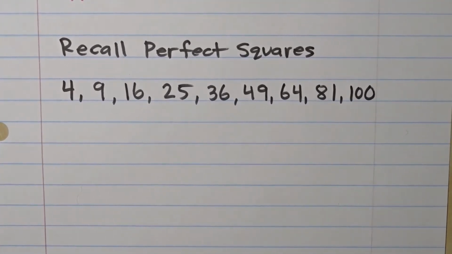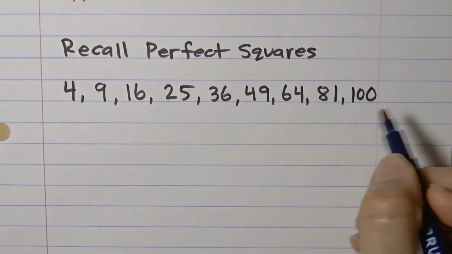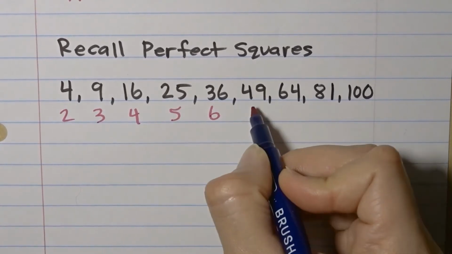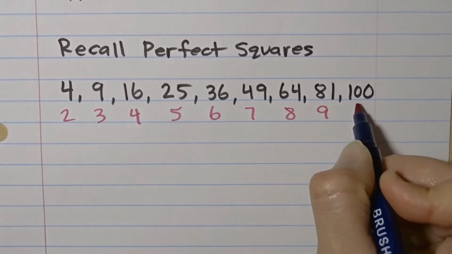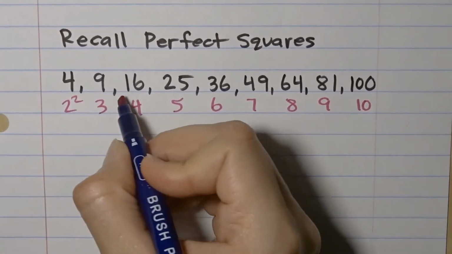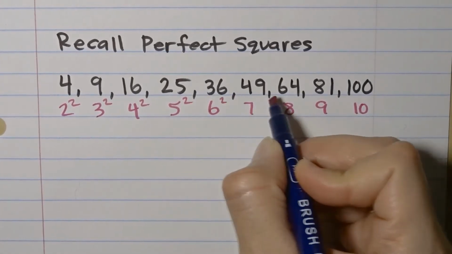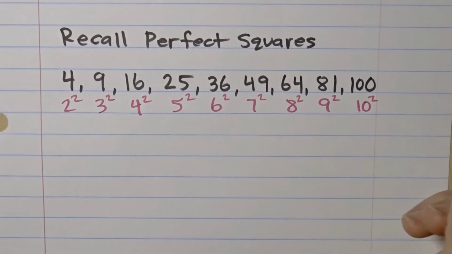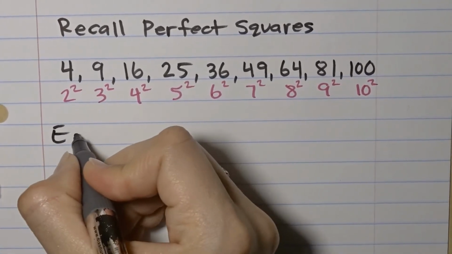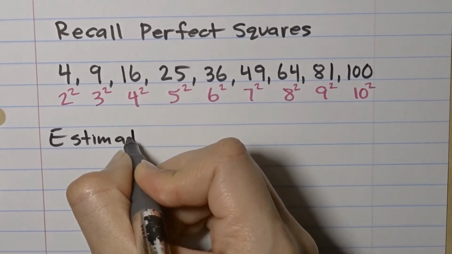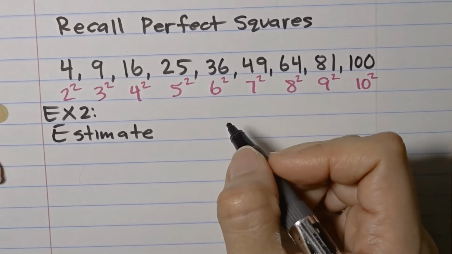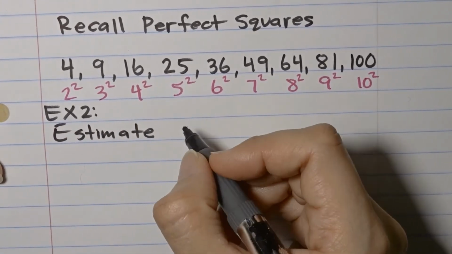Now, these perfect squares I got to recall. The square root answers of all of these would have been 2, 3, 4, 5, 6, 7, 8, 9, and 10. Okay. And what I mean by that is the dimensions. 2 by 2, a 3 by 3, 4 by 4, and so forth. All right, so now let's estimate, this is example 2. Estimate the square roots.